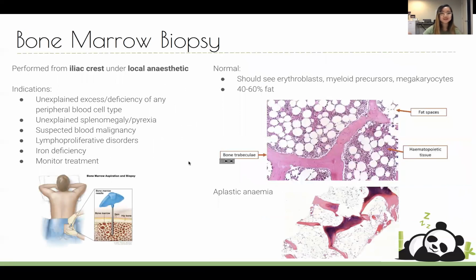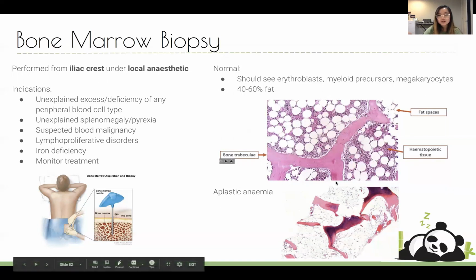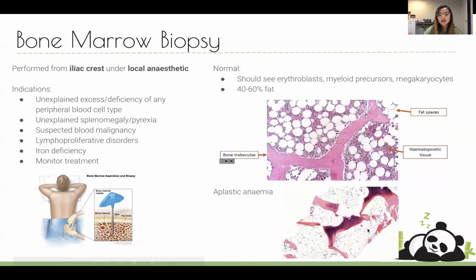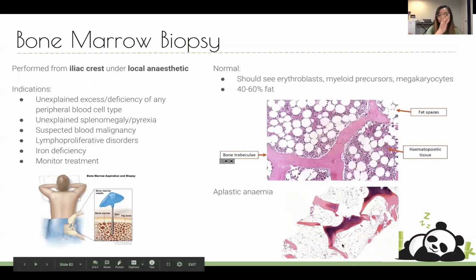Oh, I think almost last slide, maybe last slide. This is a bone marrow biopsy. So these are performed at the iliac crest under local anesthetic like this. And you might do it for a lot of these things. Don't have to know too much about it. The main thing to know, I think, is that this is normal. So it's normal to see some fat spaces, normal to see some hematopoietic tissue, as well as some bone trabeculae. And in aplastic anemia, you lose a lot of the hematopoietic tissue as well as the bone. And it's all been replaced with fat, which is why you can't produce cells and you get pancytopenia.